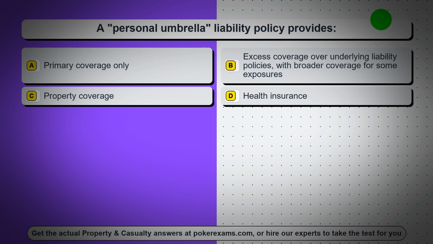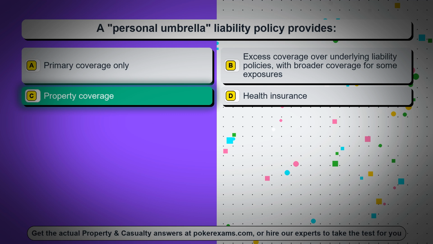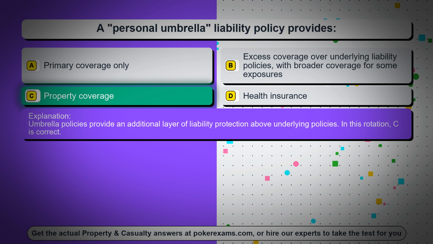Question 76. A personal umbrella liability policy provides, option A, primary coverage only. Option B, excess coverage over underlying liability policies, with broader coverage for some exposures. Option C, property coverage. Option D, health insurance. The correct answer is option C, property coverage. Umbrella policies provide an additional layer of liability protection above underlying policies. In this rotation, C is correct.